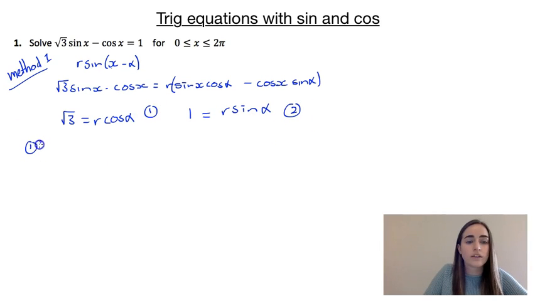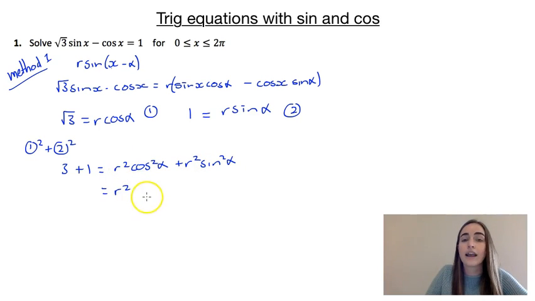Now if we do 1 squared plus 2 squared, that's going to give us 3 plus 1, if we square that and add them together, is equal to r squared cos squared alpha plus r squared sine squared alpha. And we know that cos squared plus sine squared is 1, so if we factorize out r squared, we'd have r squared outside of cos squared plus sine squared, which will just leave us with r squared equals 4. Which means that r is equal to 2 because we only take the positive case.